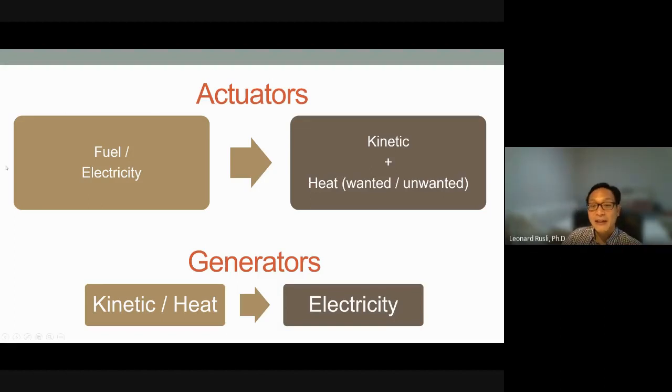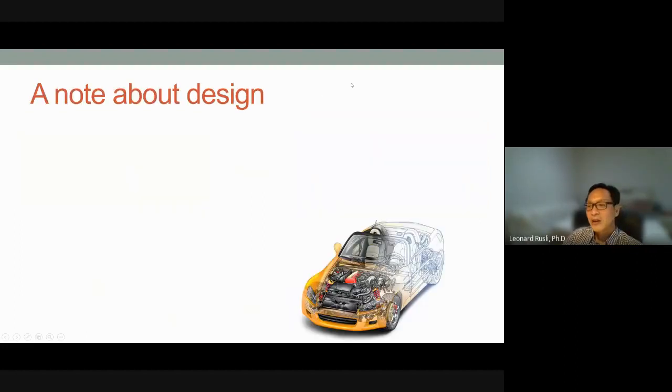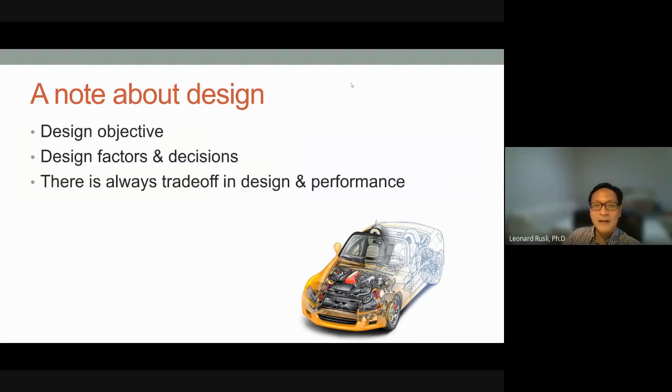Now there are generators which convert in the opposite direction, right? From kinetic or heat to electricity. Those are also machines. But let's talk about cars. Let's consider what are the different components atau systems in a car. Nah, saya mau kita brainstorm ini bersama-sama.